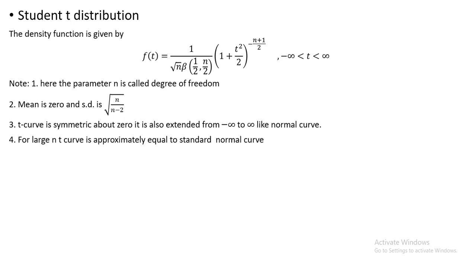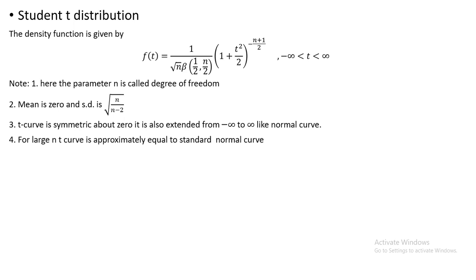Now there are some observations. The parameter n is also called the degree of freedom, like the previous distribution. The mean is 0 and the standard deviation is root of n by n minus 2. And one thing you should observe: if n is very large, then the mean is still 0, but the standard deviation tends to 1.